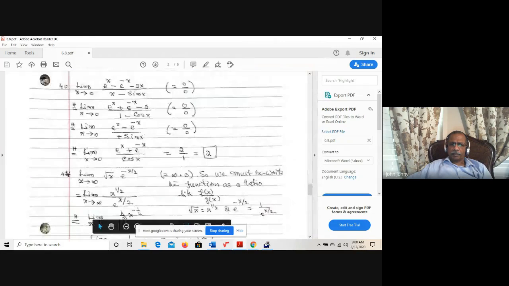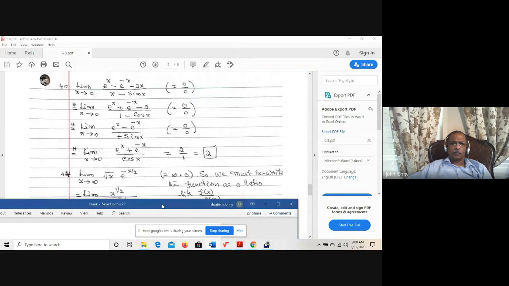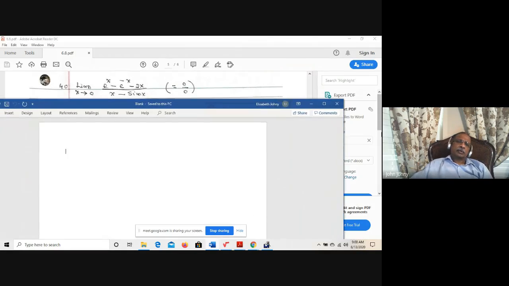Number 40. Limit x approaches 0, e to the x minus e to the negative x minus 2x divided by x minus sin x. When you substitute x is equal to 0, e to the 0 is 1 minus e to the negative 0, that is again a 1. So 1 minus 1 minus 0, which is 0. Denominator 0 minus sin 0, that is 0 minus 0, which is 0.